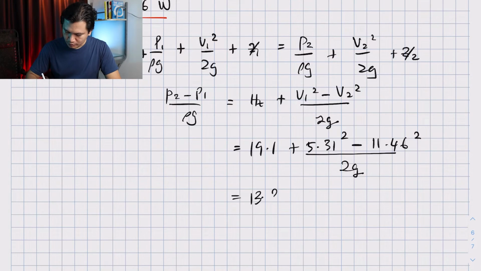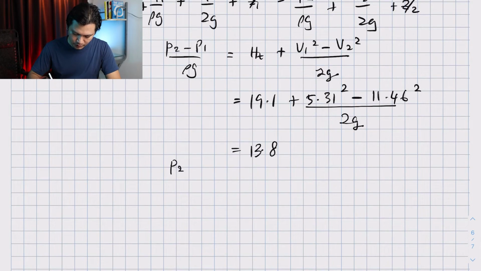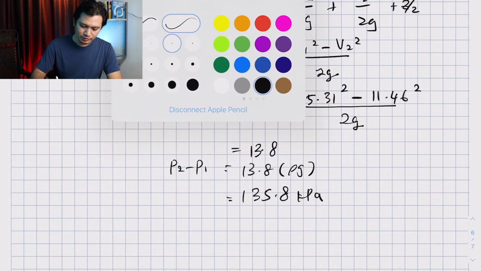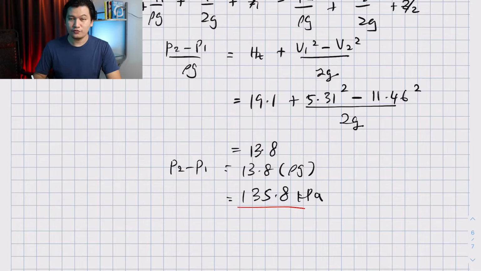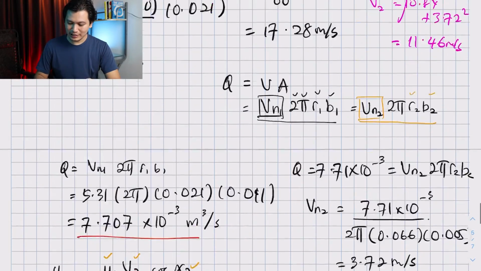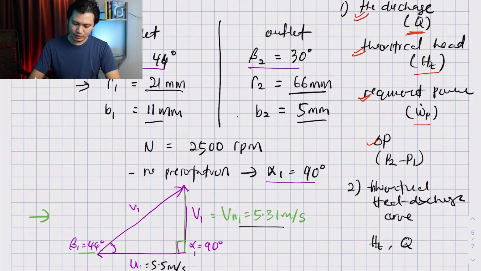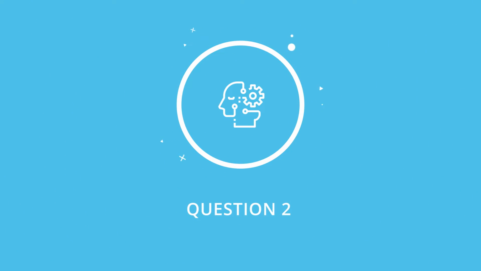Alright, and let's see. This is 13.8. So P2 minus P1 is 13.8 times rho g. Rho g is 9810. So P2 minus P1 would equal 135.8 kilopascal. Alright, and there you go. This is the answer for the fourth question. Okay, you're on fire now, guys. So what you have done now is question 1, question 2, question 3, and question 4.